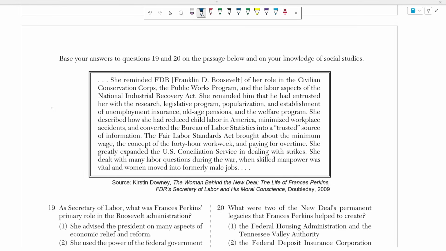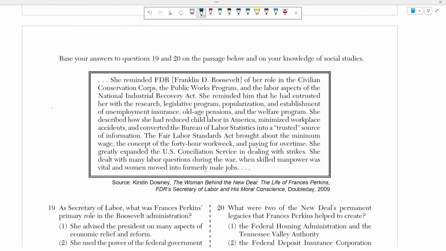She reminded him that he had entrusted her with research, legislative program, popularization, and establishment of unemployment insurance, old age pension, and welfare program. She described how she had reduced child labor in America, minimized workplace accidents, and converted the Bureau of Labor Statistics into a trusted source of information.